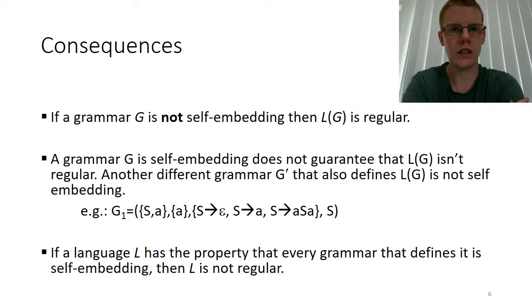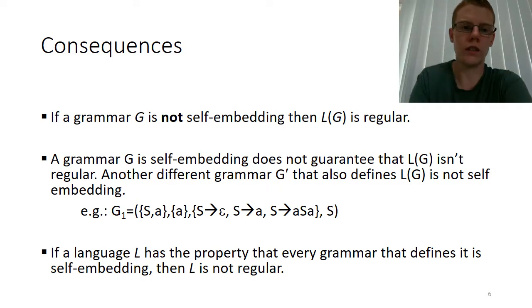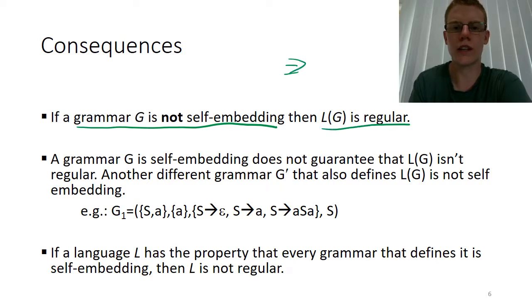Now, one important consequence of the property of self-embedding grammars is the following. If we have a grammar and that grammar contains no self-embedding rules, then it generates a language which is regular. So this statement here implies that the language is regular. Now, the negation of this, i.e. G is self-embedding, does not imply the negation of this here.